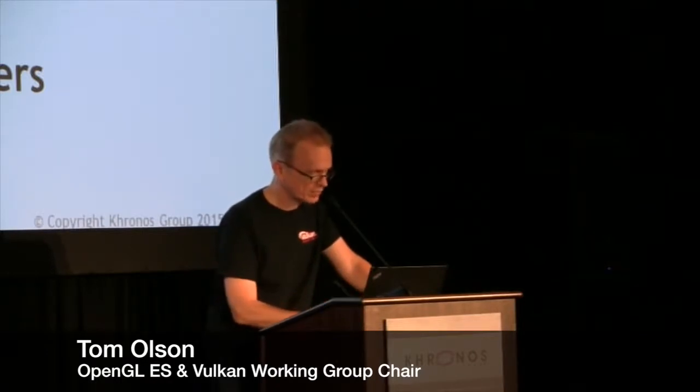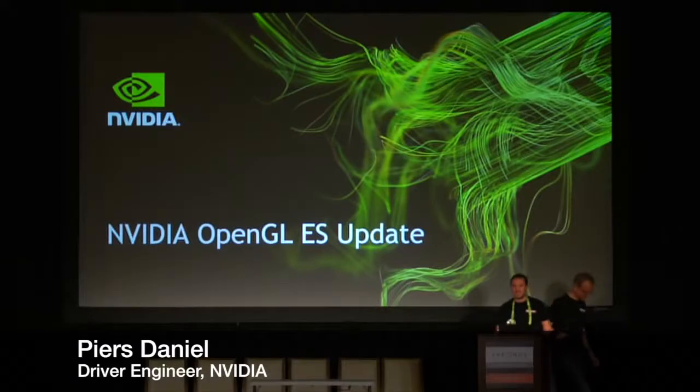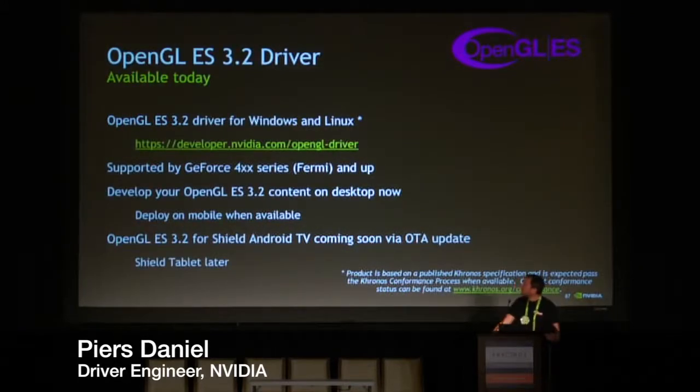We have a couple of guys who have ES news who want to come forward. Piers? Hi, my name is Piers Daniel. I'm a driver engineer at NVIDIA. What I just very briefly want to say is that we have made available OpenGL ES 3.2 drivers on our website. You can see the URL right there, or just Google it and you'll find it. These drivers are supported on Windows and Linux with our GeForce 400 series and above. So that's our Fermi chips, our Kepler chips, and Maxwell. This will give you a great way to start developing your ES 3.2 content now, so that when the mobile products come, you'll be ready to deploy on those.